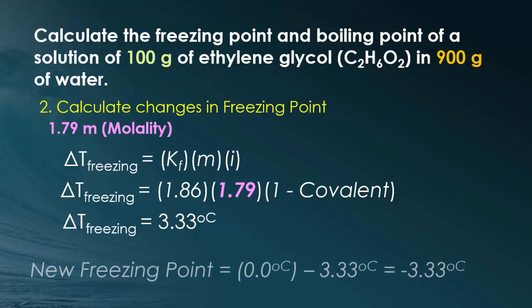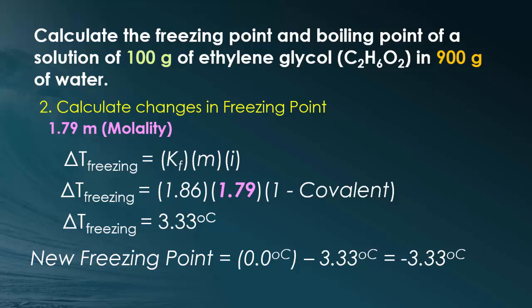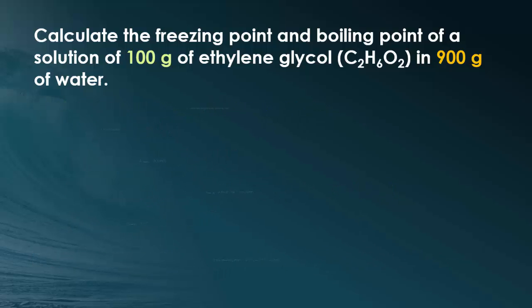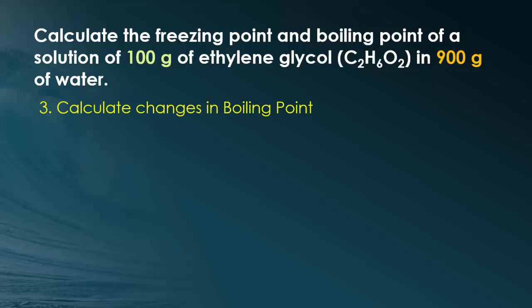This means that your new freezing point is a negative 3.33 degrees Celsius. Why? Because the freezing point of water originally was 0, and now because we're changing it, we are decreasing it by 3.33. Now let's solve for the boiling point change.